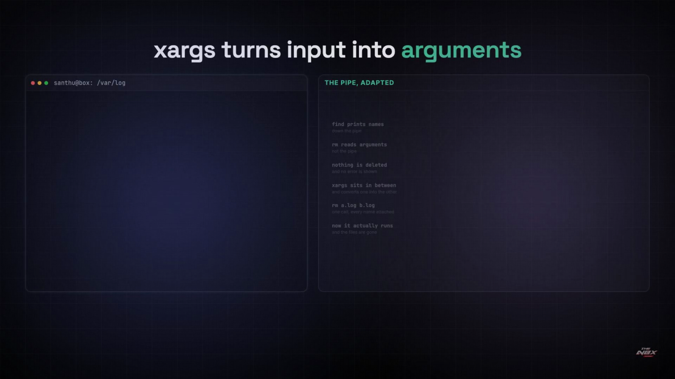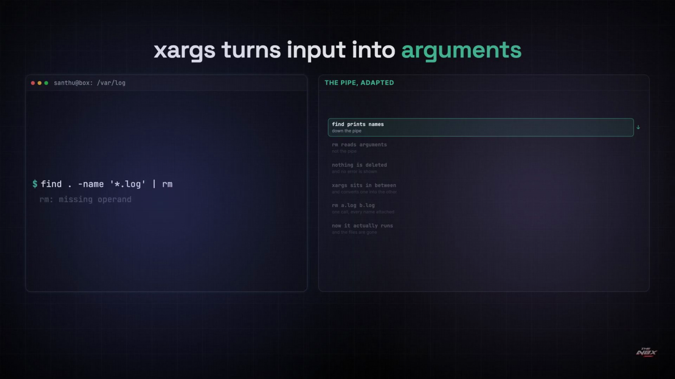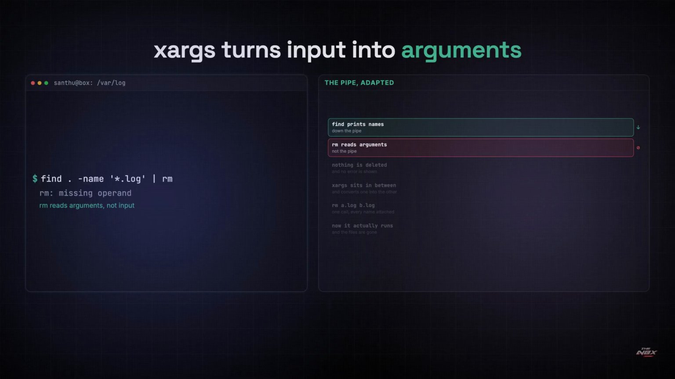Here's a pipeline which looks completely reasonable and quietly does nothing at all. Find prints its file names down the pipe, exactly as you'd expect. But rm doesn't read from a pipe. xargs reads arguments, the words you type after the command. So the names arrive, nothing is listening, and not a single file is deleted, with no error to tell you.